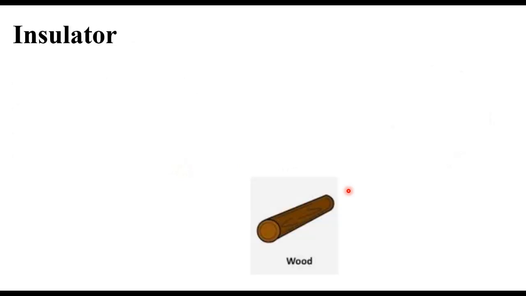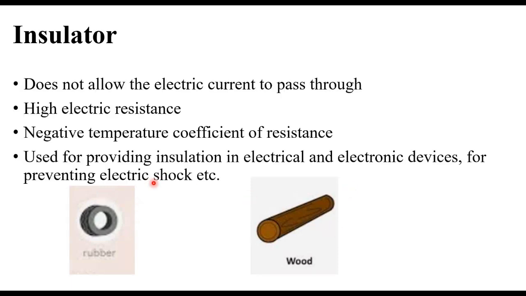Insulator. Insulator is the exact opposite of a conductor. Wood, rubber, plastic, etc. Again, the 2 points are interconnected. Since it has high electric resistance, it does not allow the electric current to pass through it. Third point, negative temperature coefficient of resistance, meaning when the temperature increases, the resistance decreases. This also we will understand in the upcoming slide.